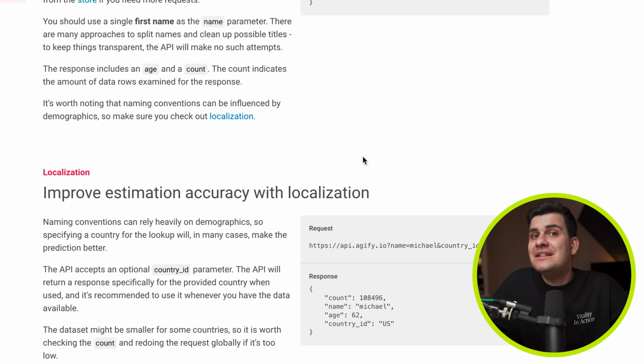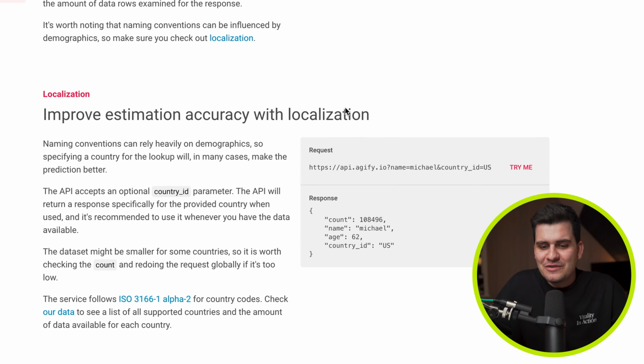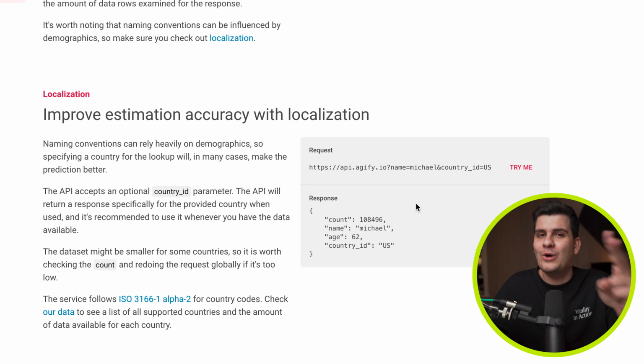But I want to make it a little bit more complex, so we're going to use the API with the localization, where not only do we pass in the name, but we also pass in the country they're from, and therefore get a much more accurate estimation.